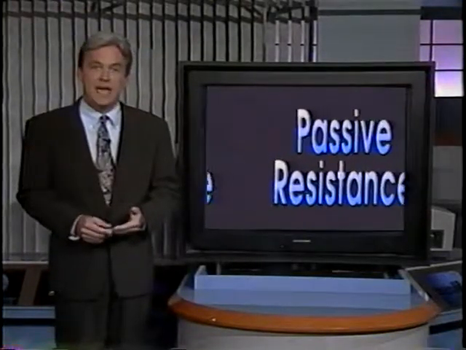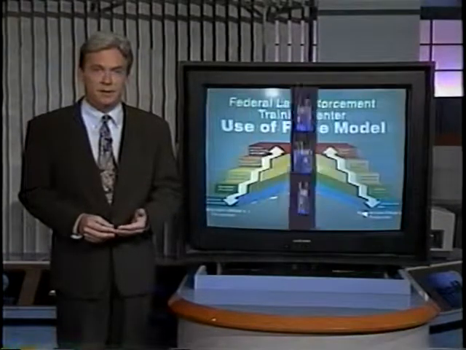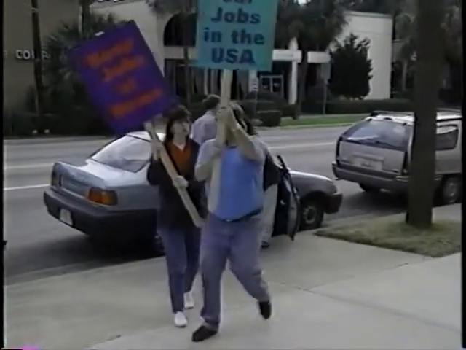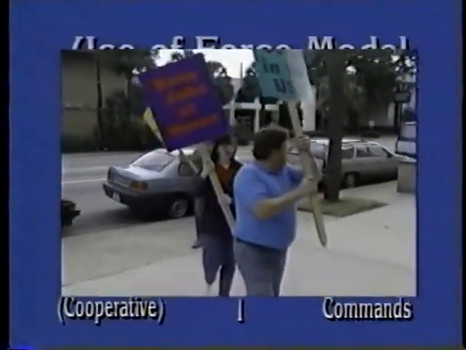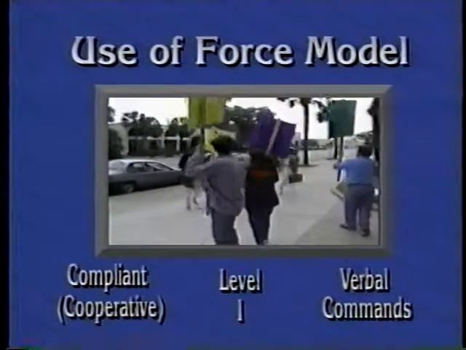Well, were you able to distinguish the tiers of the model? Remember them: compliance, passive resistance, active resistance, assaultive with a threat of bodily harm, and assaultive with the threat of serious bodily harm or death. Let's look back and see if we can locate them. Right at the beginning, when our demonstrators have just arrived at the steps, we are at the first tier of the model.